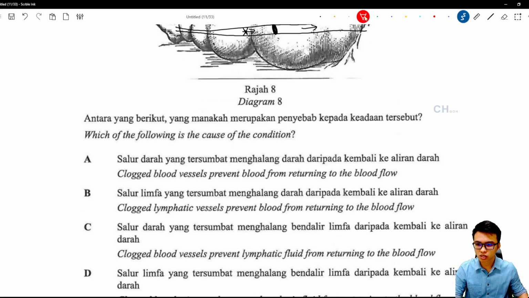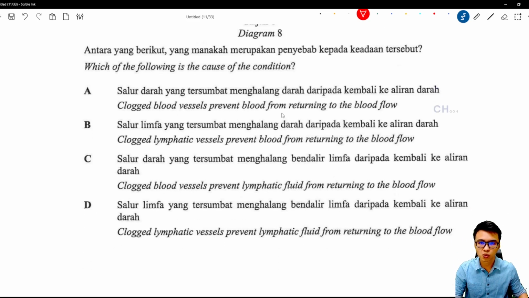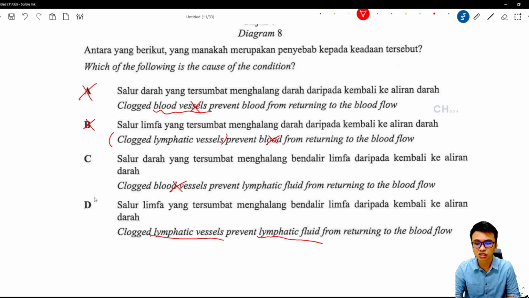So we are trying to look at the options here. Clogged blood vessel prevent the blood from flowing back. It's not talking about the blood vessel. This one is wrong. Clogged lymphatic vessel prevent the blood. No, we are not going to talk about the blood here. So B is wrong as well. Clogged blood vessel prevent lymphatic fluid. It's not blood vessel, guys. So this one is wrong. Look at D. Clogged lymphatic vessels prevent lymphatic fluid. Yes, lymphatic fluid and lymphatic vessel are the correct ones. So the answer will be D for this question.